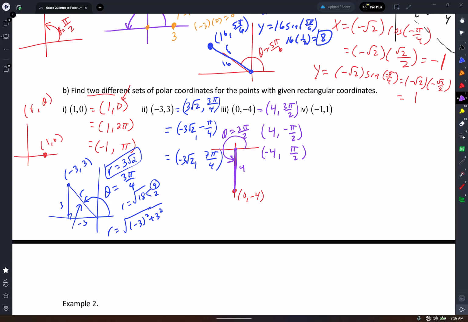Okay, here we go. Last one. Negative 1, 1. That is quadrant. Actually, negative 1, 1 is very similar to negative 3, 3. So I'm going to skip that one. Is that okay with you guys? Okay.